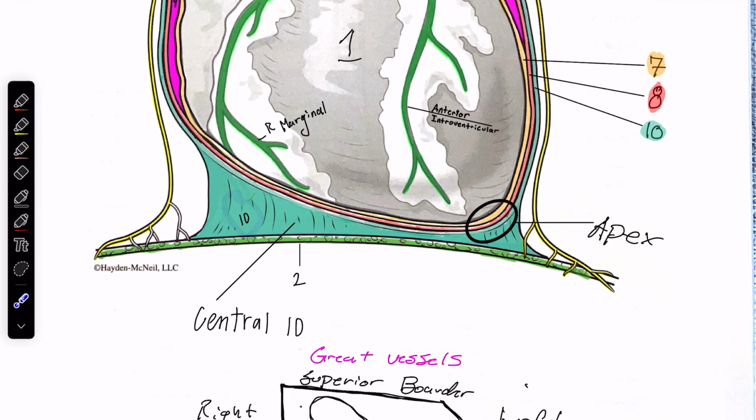10, we see this thicker layer that is connecting from the heart to the diaphragm. Another name that you'll hear it by is your central tendon. Here's our apex, kind of like we showed down here.